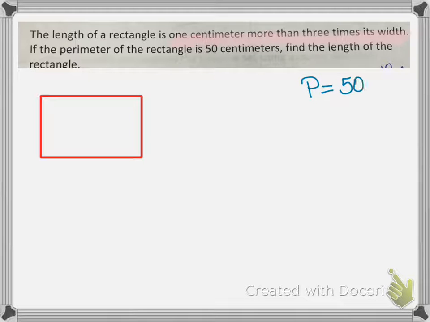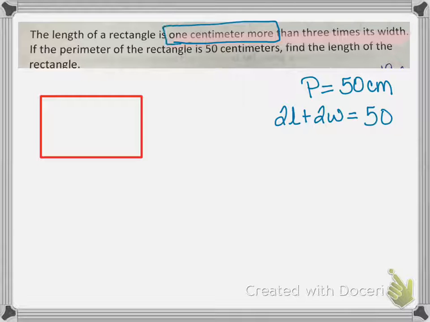Now you will be given formulas, but does anybody know what the formula for the perimeter is? Good. 2L plus 2W equals P. Now what can I put in for that P? 50. Okay. Now I want you to take 10 or 15 seconds and I want you to decide, how am I going to write 1 centimeter more?